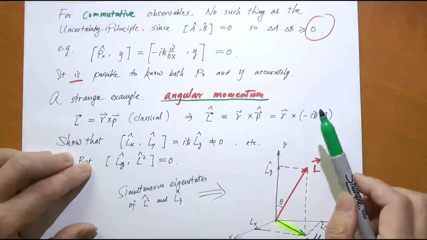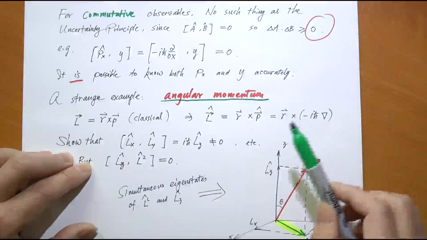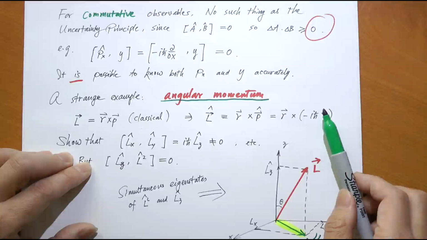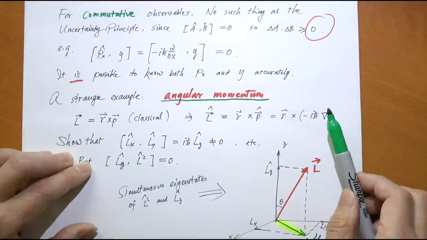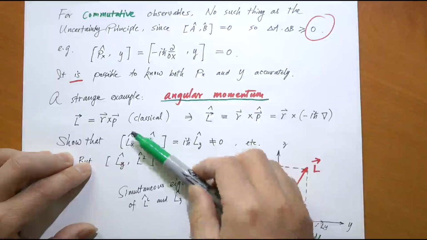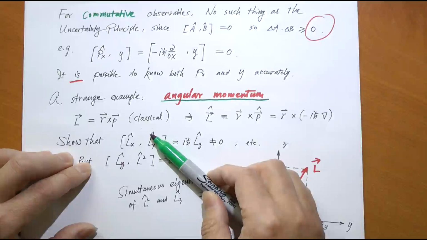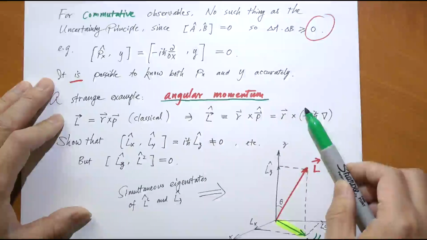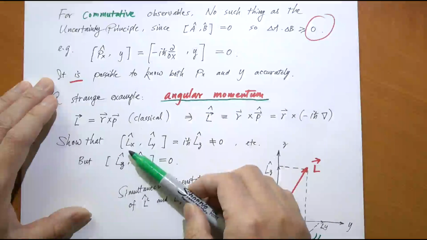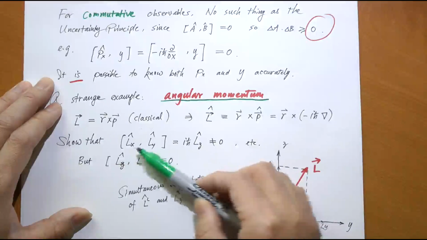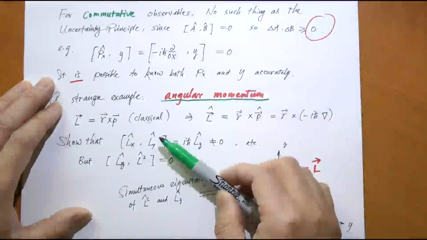And out of these 9 terms, 3 terms would be 0 because you get i cross i, j cross j, and k cross k. The other 6 terms will belong to the x, y, and z directions separately. Then from that, you can find the operator expressions for Lx and Ly. Now, once you get the expression for Lx and Ly, I want you to show that the commutator for Lx and Ly is not equal to 0.